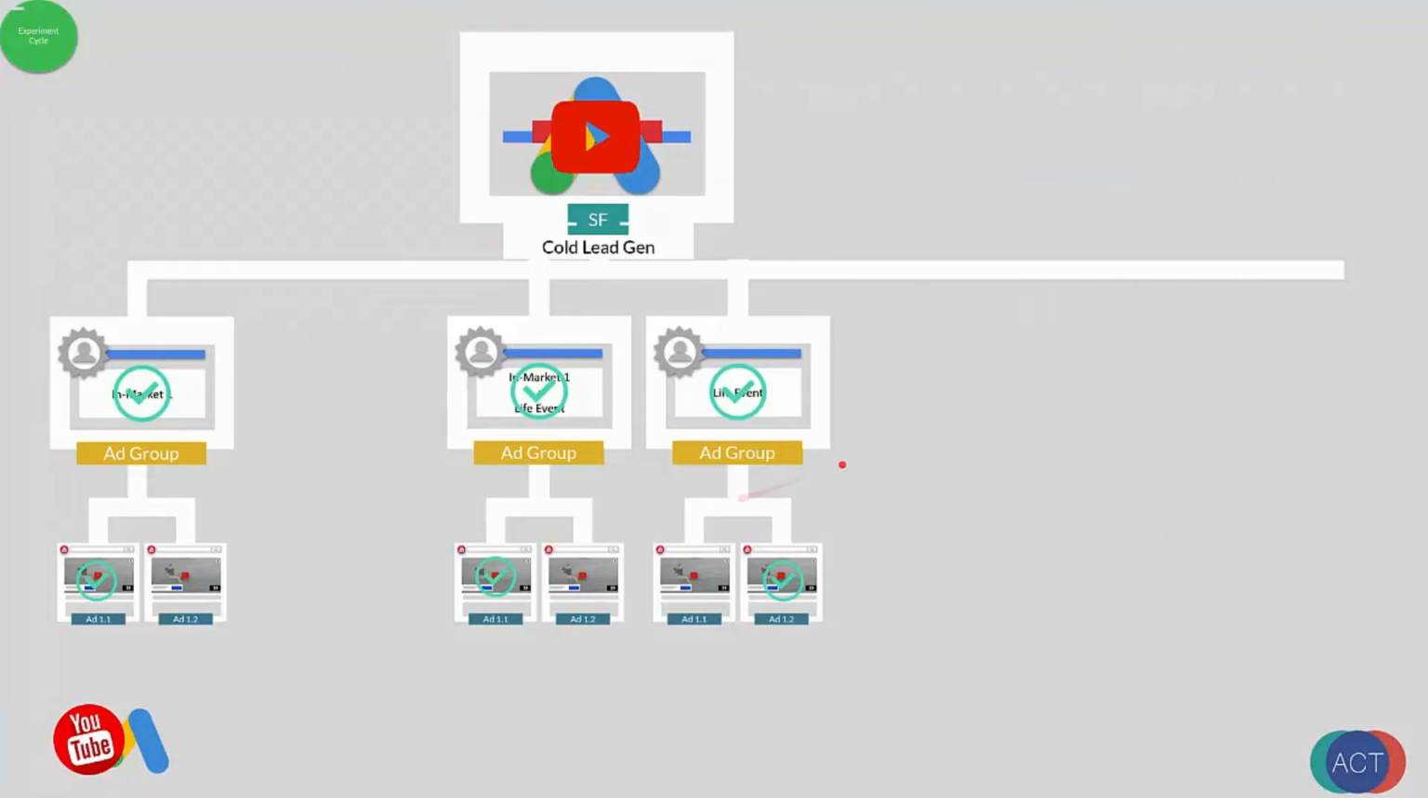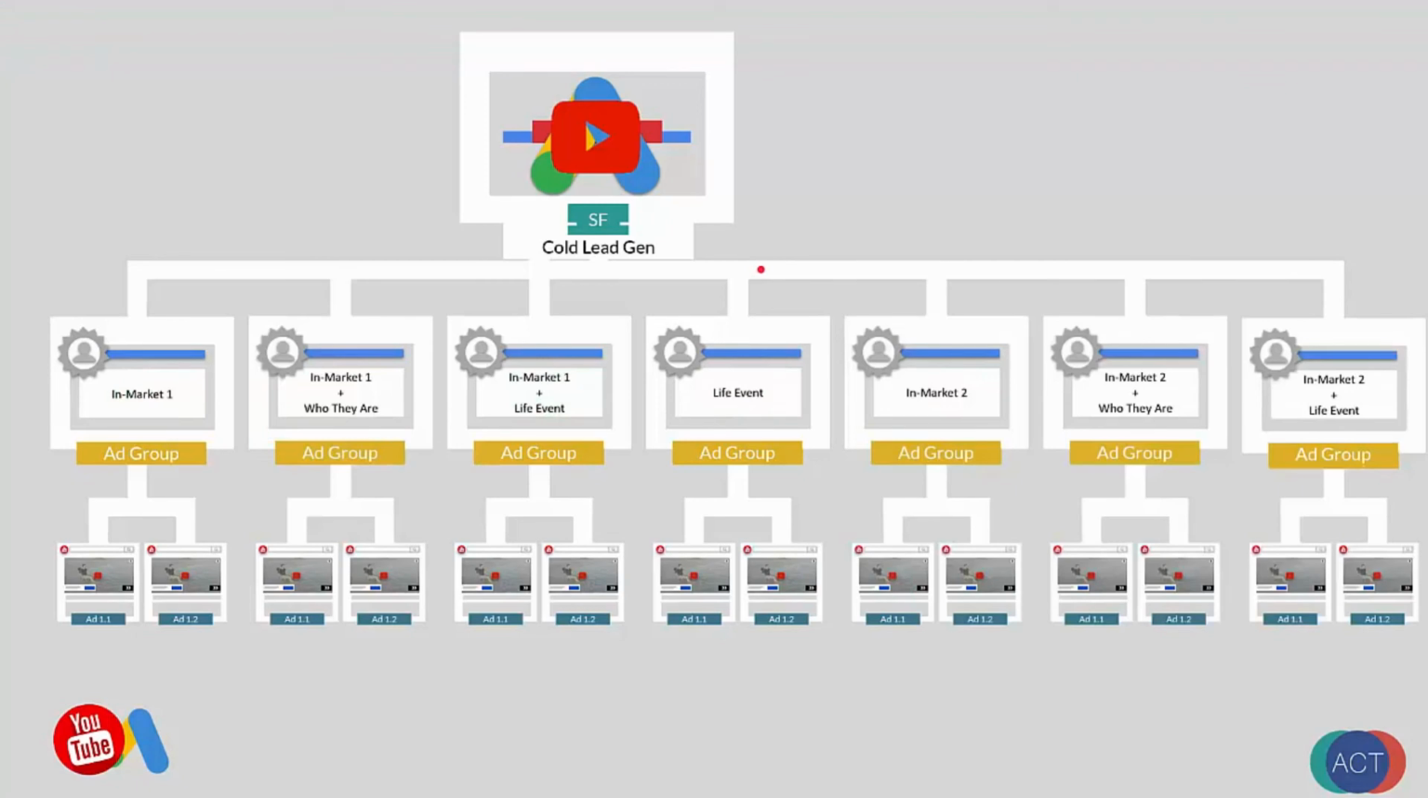Now, something that's very important is just as with this example, you can see that ad 1.1 is working well in the first 2 ad groups, but ad 1.2 is working well in the 3rd ad group. So the way your ads are performing needs to be evaluated on an ad group basis, not a campaign basis. And that is all there is to creating a YouTube ads conversion campaign.